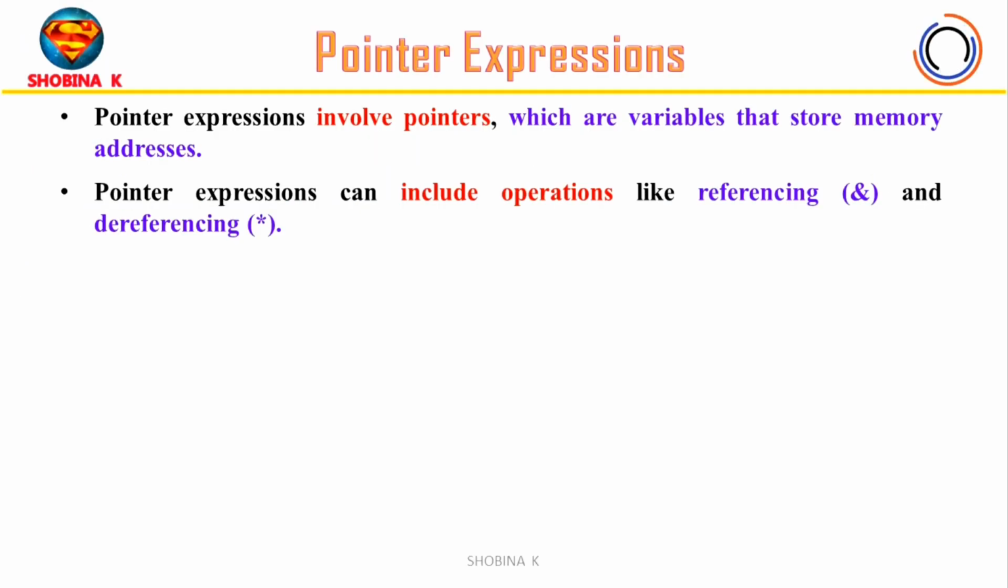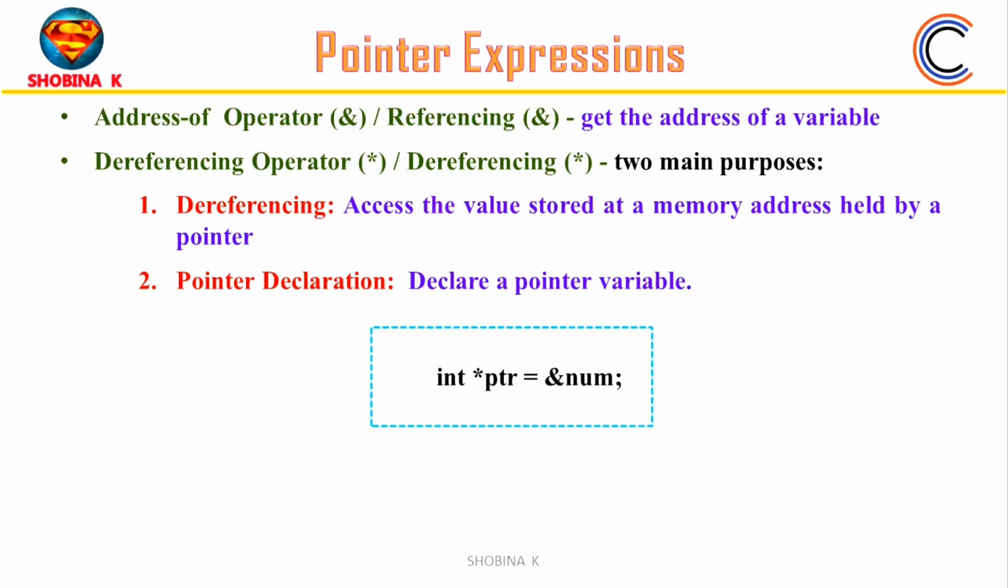Next, pointer expressions. Pointer expressions are used to deal with memory addresses in C. Pointer expressions involve operations on pointers, which are variables that store memory addresses. Pointer expressions can be made using ampersand and asterisk. They include operations like referencing and dereferencing. The address-of operator is represented by the ampersand symbol. It is used to obtain the memory address of a variable. The asterisk symbol, when used as a unary operator preceding a pointer variable, is known as the dereferencing operator. It allows you to access the value stored at the memory address pointed to by a pointer.